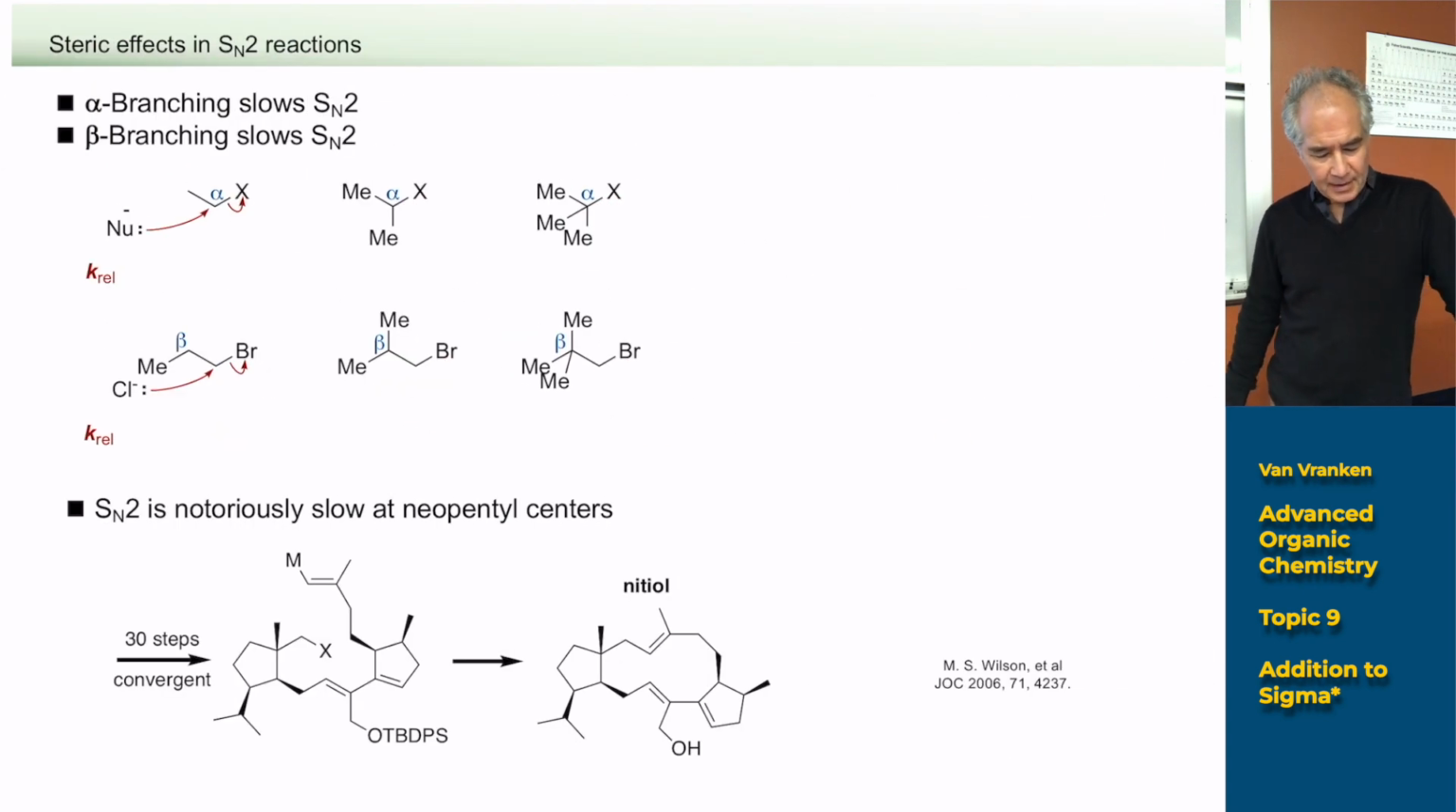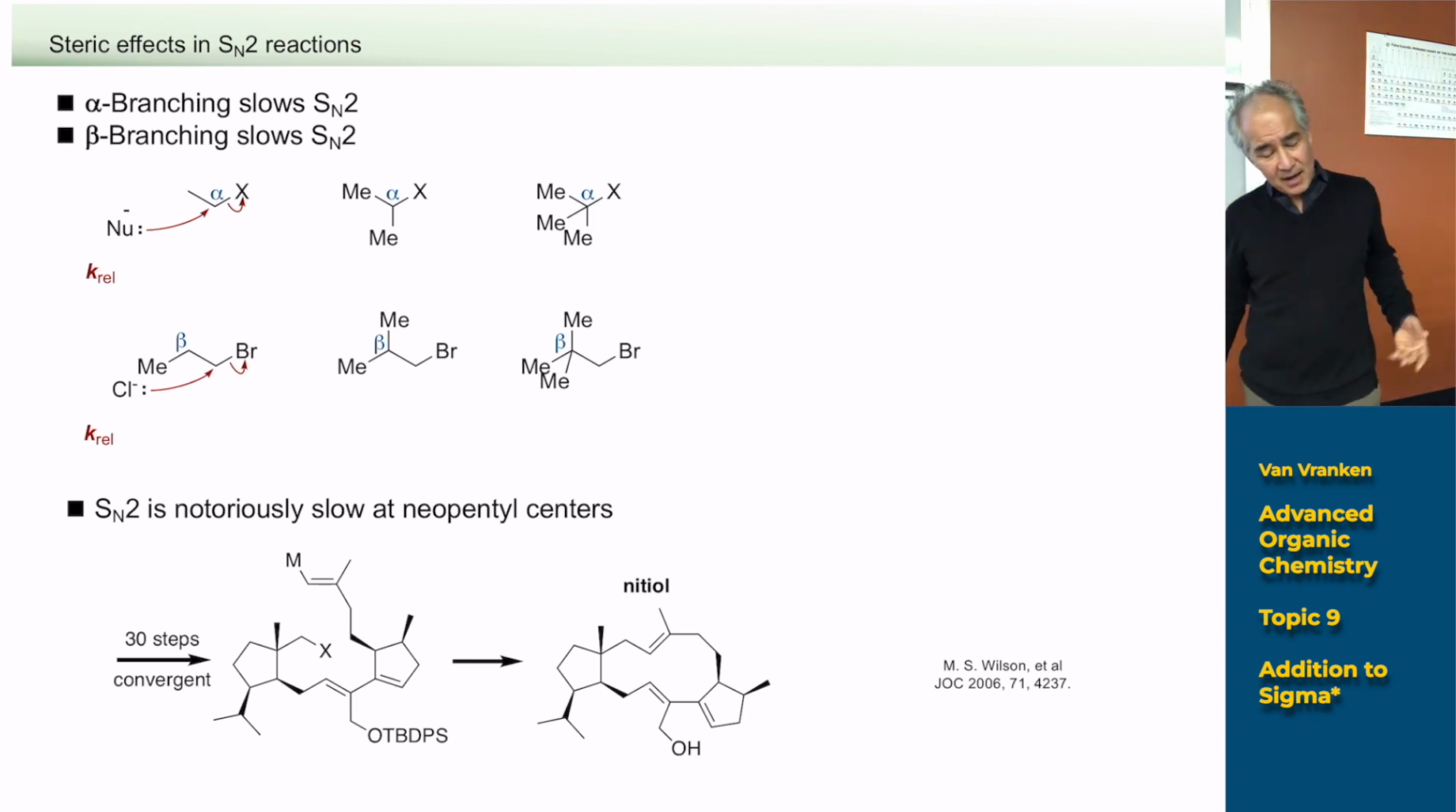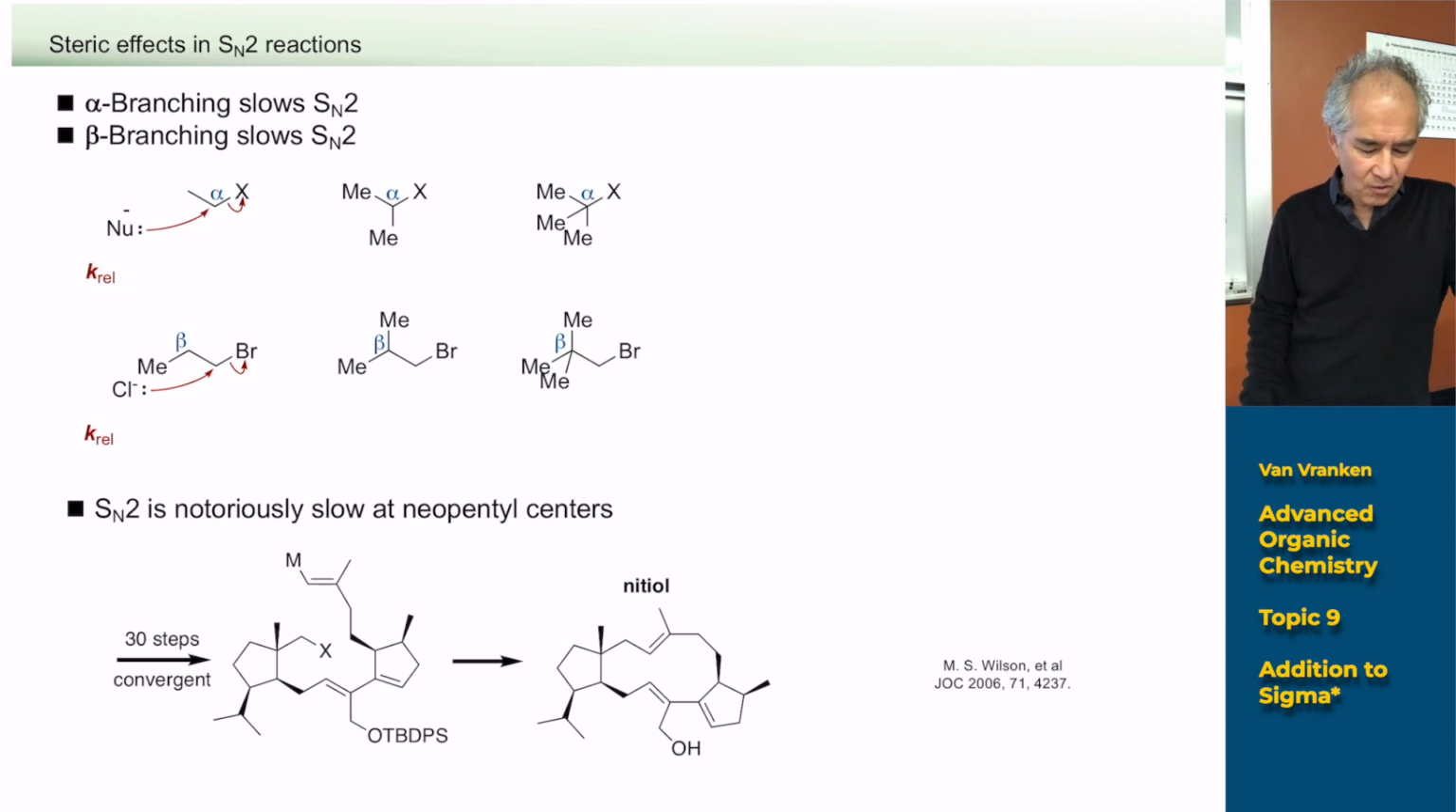Okay. Let's keep going talking about addition to sigma star orbitals. Let's come back to carbon. So again, when I think about addition to sigma star orbitals, I'm normally thinking about second row atoms, and carbon is really the only one that's important. We don't do SN2 at nitrogen or oxygen.